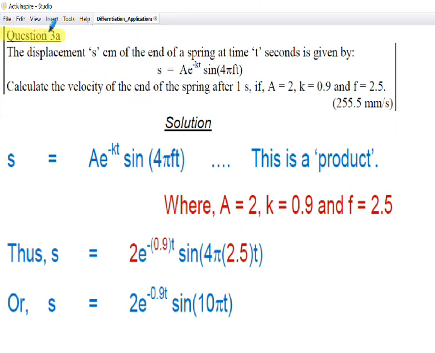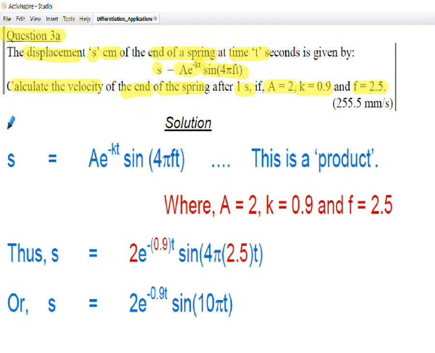Okay, question 3a here. The displacement s in centimeters of the end of a spring at time t seconds is given by the expression s equals a e to the minus kt times sine of 4 pi ft. We've got to calculate the velocity at the end of the spring after 1 second. We're given a is equal to 2, k is equal to 0.9, and f is equal to 2.5. Now the first thing we need to recognise here is they've asked for velocity, but they've given us a distance time function. So we're going to have to differentiate the s function given to find the velocity function.